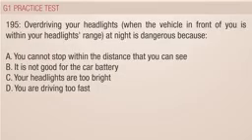Question 195. Overdriving your headlights when the vehicle in front of you is within your headlights range at night is dangerous because A. You cannot stop within the distance that you can see. B. It is not good for the car battery. C. Your headlights are too bright. D. You are driving too fast.